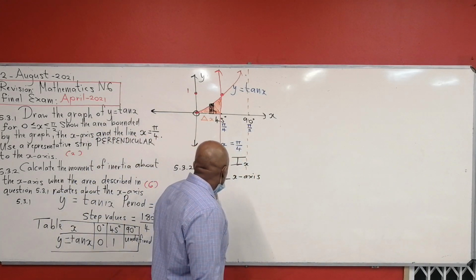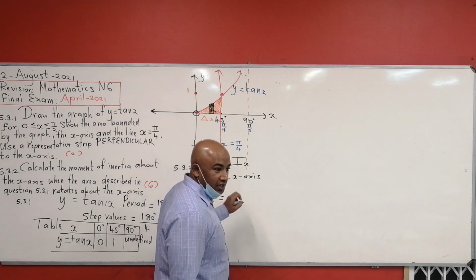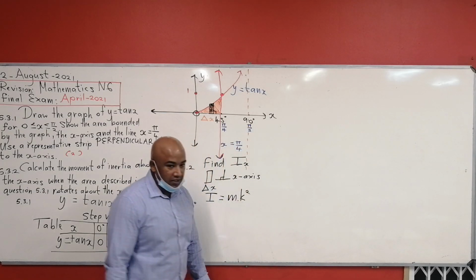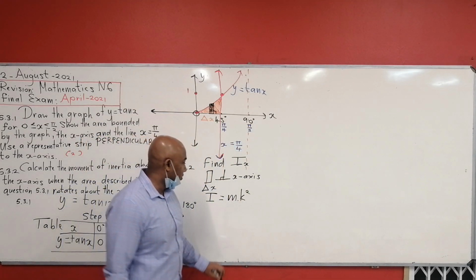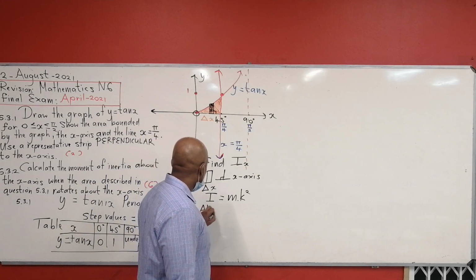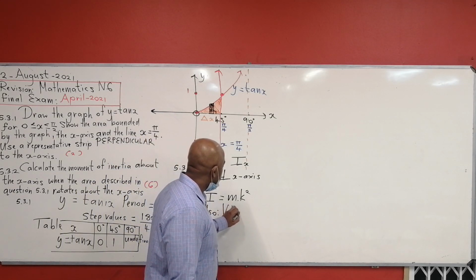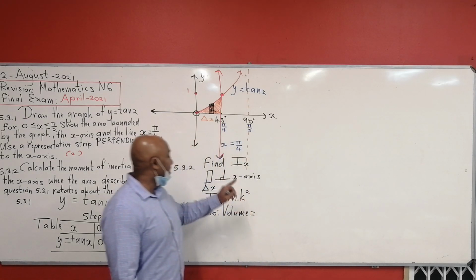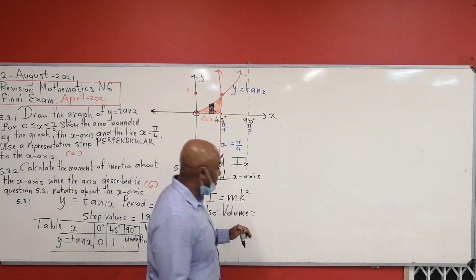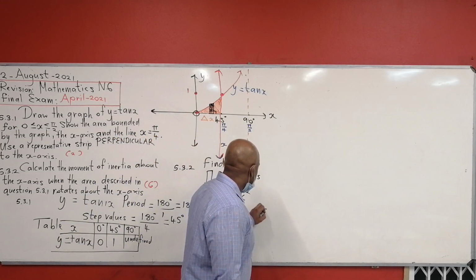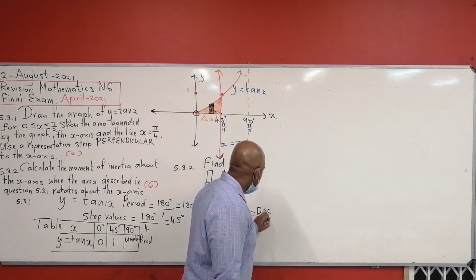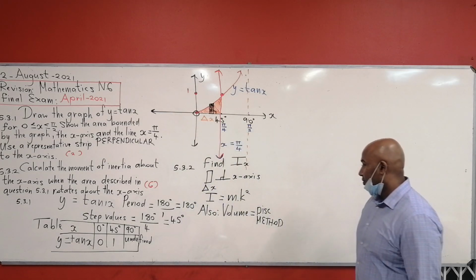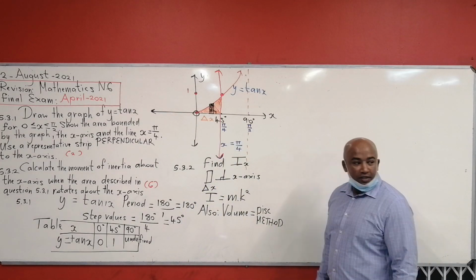Formula. So we know that I, moment of inertia, is going to equal mass times k squared. Also, volume will equal to, what method are we using for volume? If it is perpendicular, we are using the disk method.